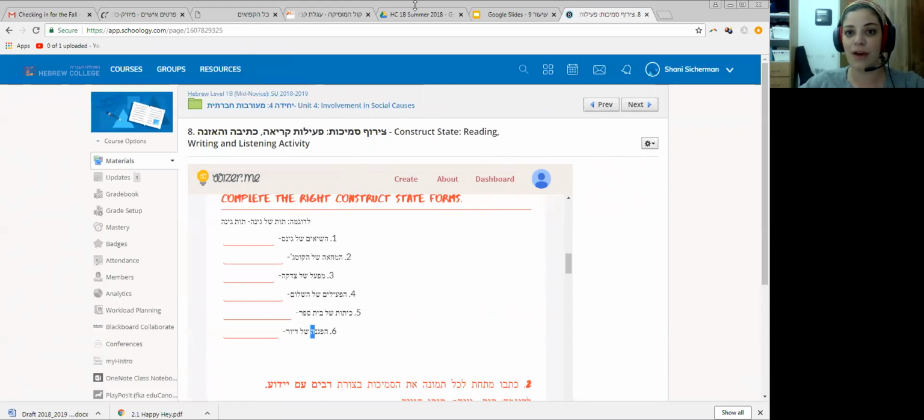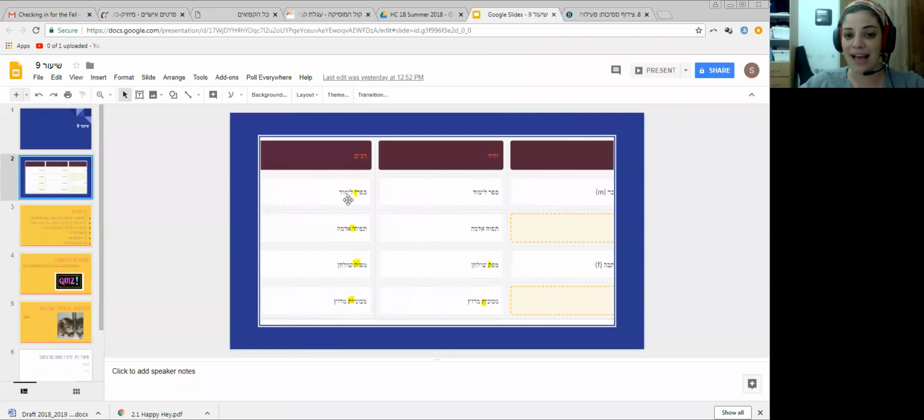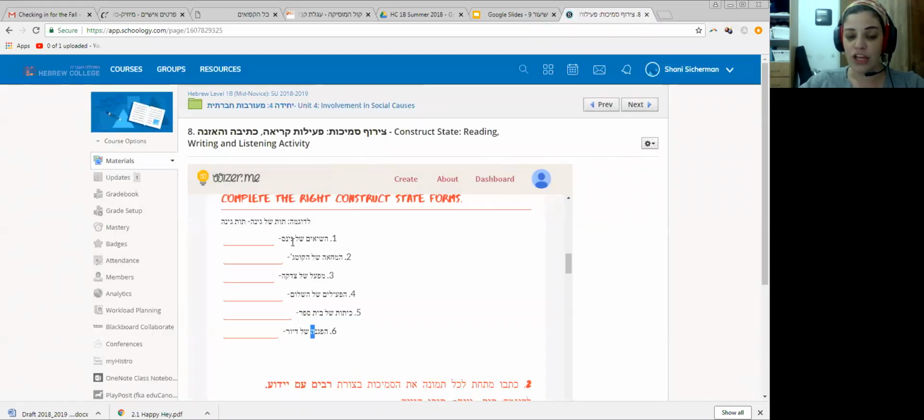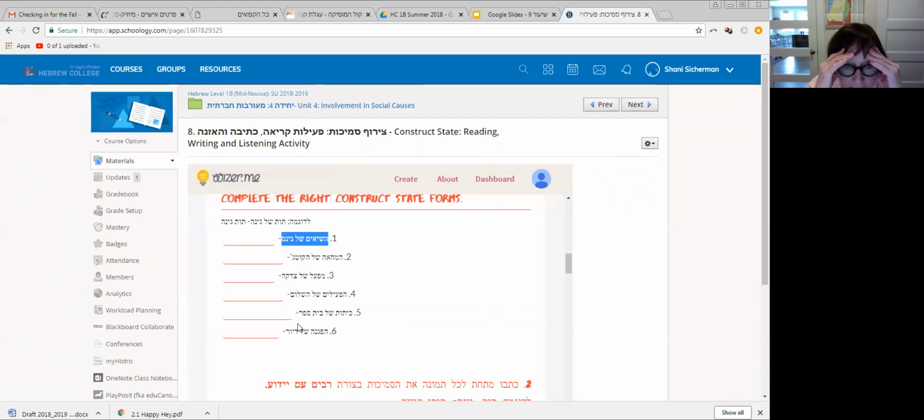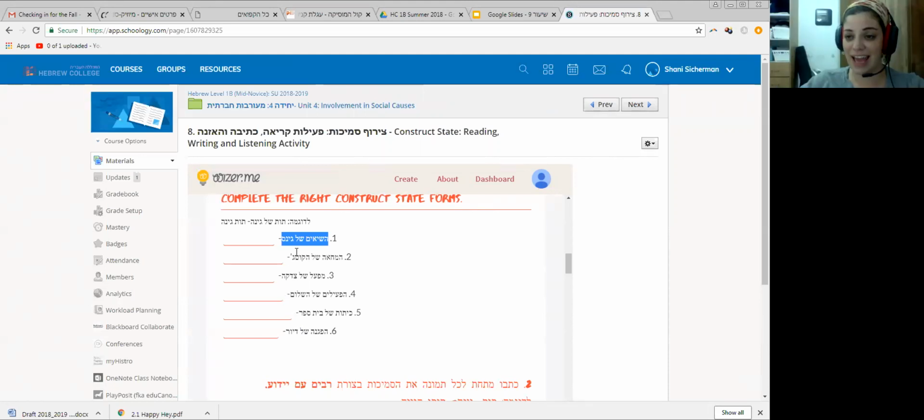So we go back to this chart, masculine plural form. We know that we just need the yud at the end. We drop the shel. So how would we do hasi'im shel Guinness? Hasi'i, just with a yud after the aleph, right? Good, exactly. Just a yud. You can then skip the shel and go straight to Guinness. Great. So try number 2.